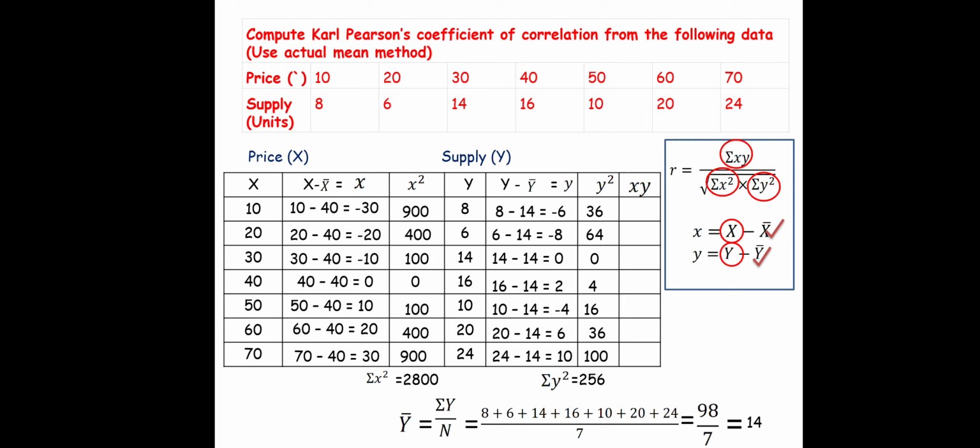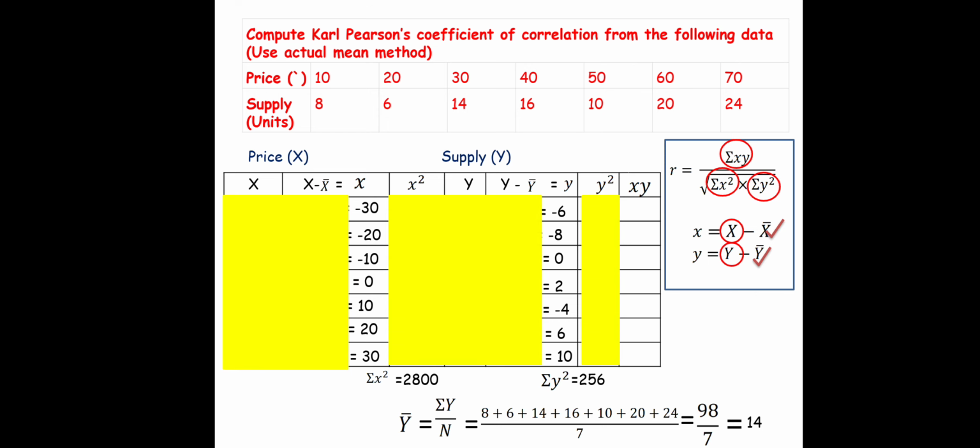Okay, so xy you need to calculate so that there won't be any kind of confusion. I have added all those things, you can see the value of x and the value of y. So minus 30 into minus 6 is 180, minus 20 multiplied by minus 8 is 160, minus 10 multiplied by 0 is 0, 0 multiplied by 2 is also 0, 10 multiplied by minus 4 is minus 40, 20 multiplied by 6 is 120, 30 multiplied by 10 is 300.